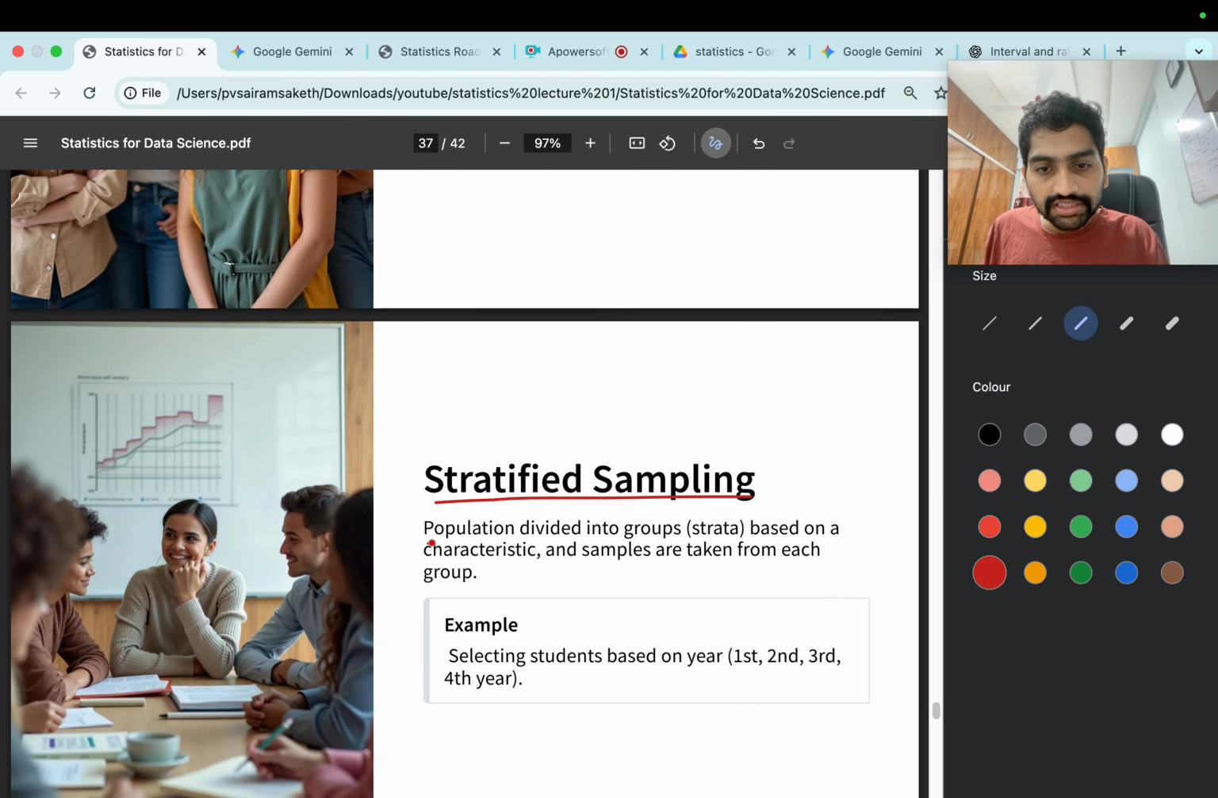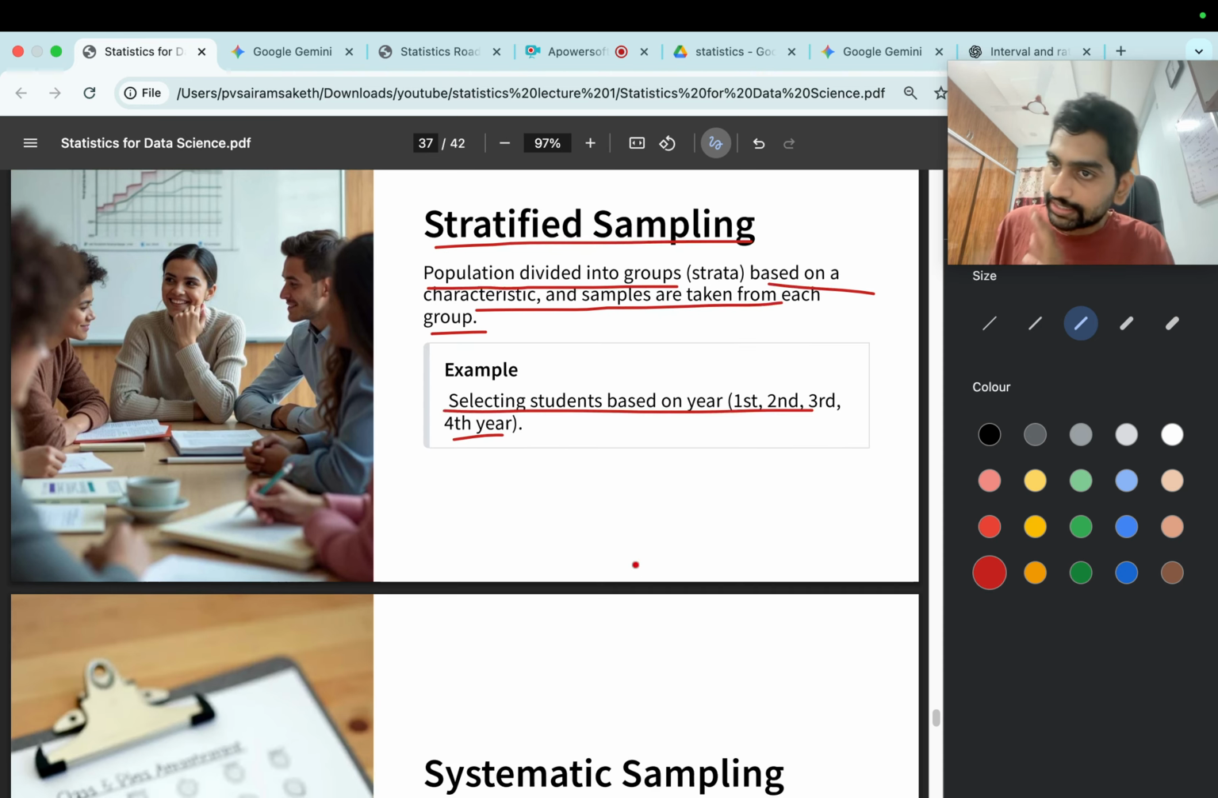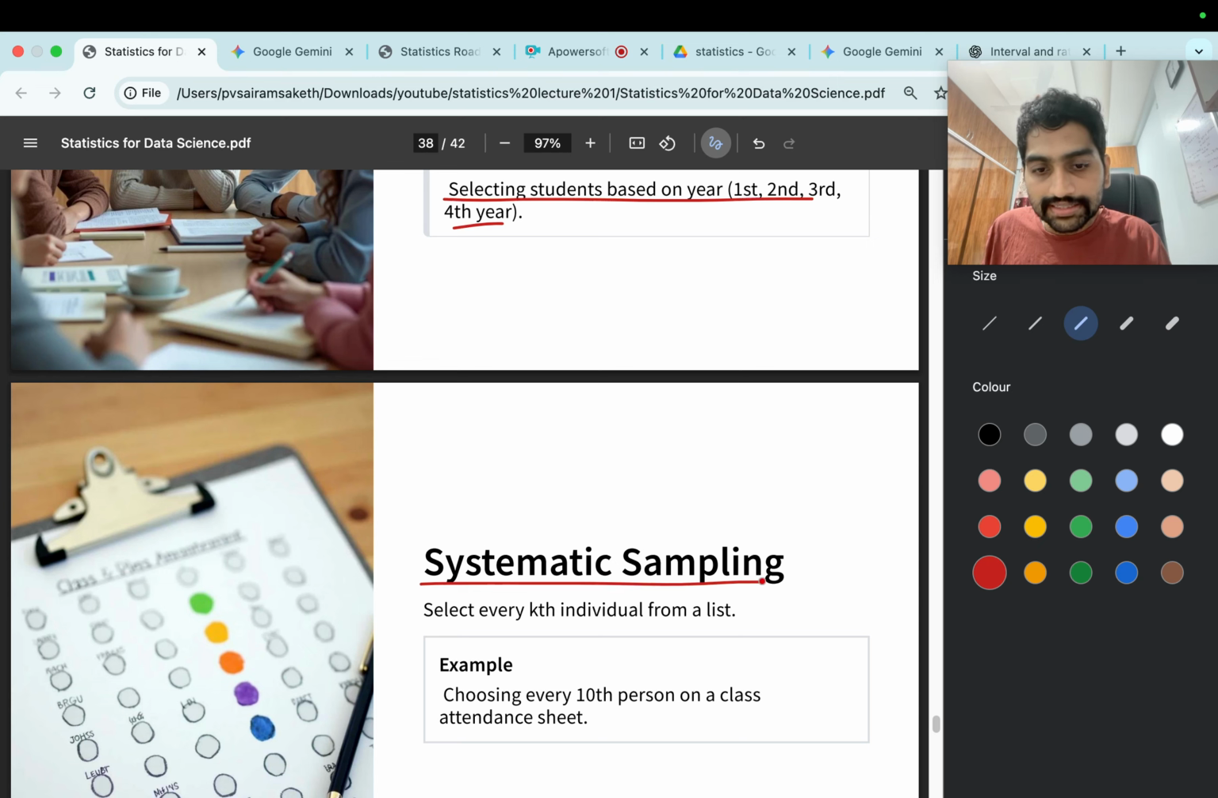Here, the population is divided into groups, and these groups are also called strata. Okay, strata, if you remember, fine; if not, no problem. We divide it into groups, and based on the characteristic we sample from each group, like selecting students based on year: first, second, third, fourth. Here we do random sampling after dividing it into groups. The third approach is systematic sampling.